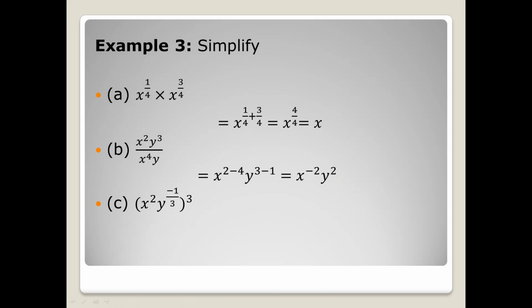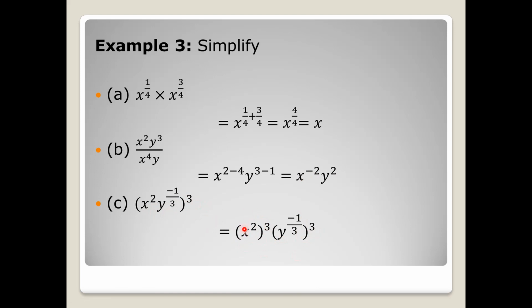Okay. Next, if we have this expression, what shall we do with this index? Well, x to the power of 2 will be given index of 3, and y to the power of minus 1 over 3 will be given also the index 3. So the result will be x to the power 2 raised to the power of 3 and y to the power of minus 1 over 3 raised to the power of 3, i.e. we distributed the index 3 among the two terms.